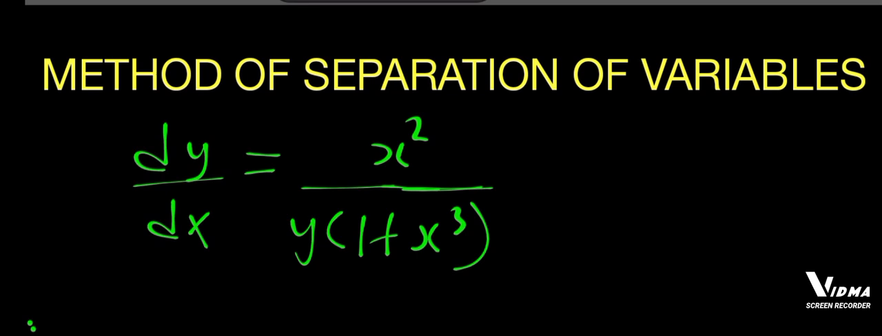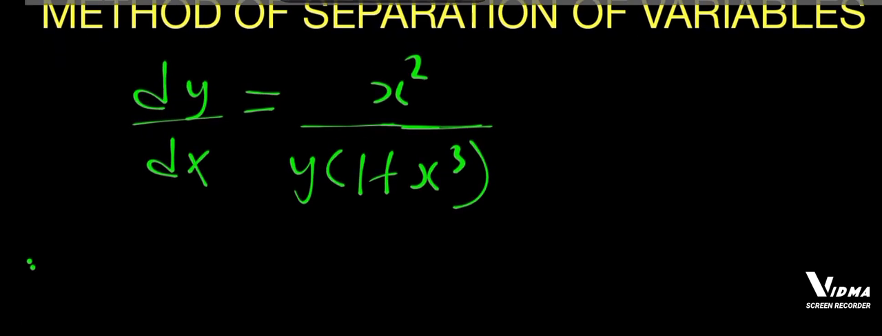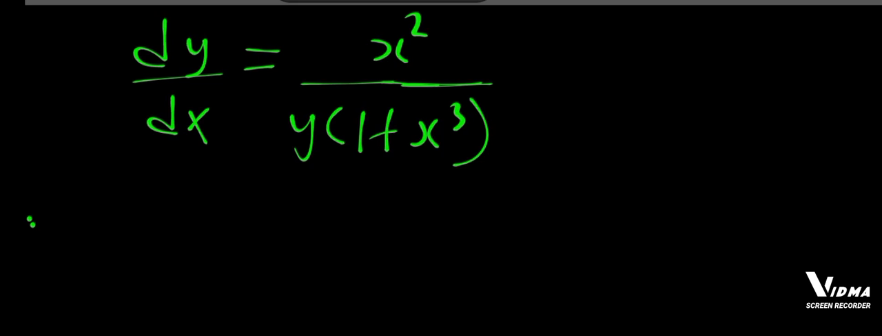We are on our second video on the separable method of separation of variables. So we have another example here. We have dy/dx being equal to x squared over y times (1 plus x cubed).